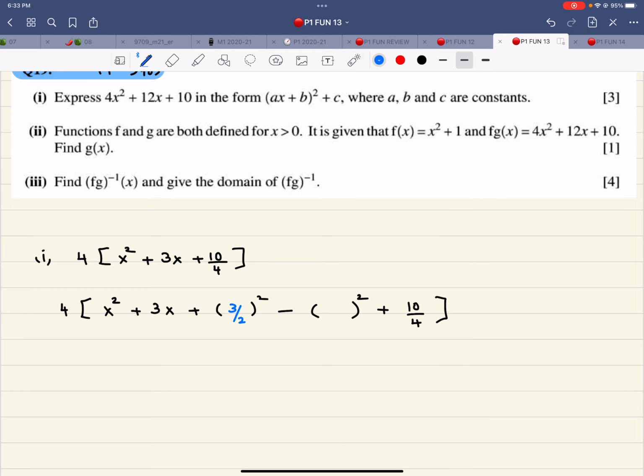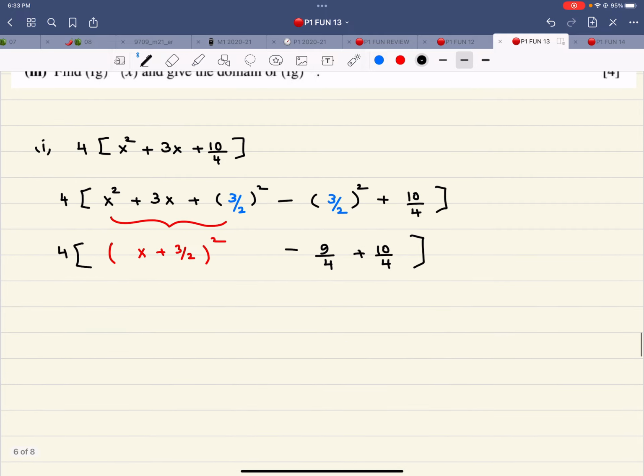3/2, 3/2. Rewrite the first 3 terms as a perfect square. So this is 4, this is something, minus 9/4 plus 10/4. What becomes of this? This is (x + 3/2) whole square. And then let's open up the bracket. This is 4(x + 3/2)² minus 9 plus 10 is plus 1. So this is 1/4, and 1/4 into 4 is plus 1.